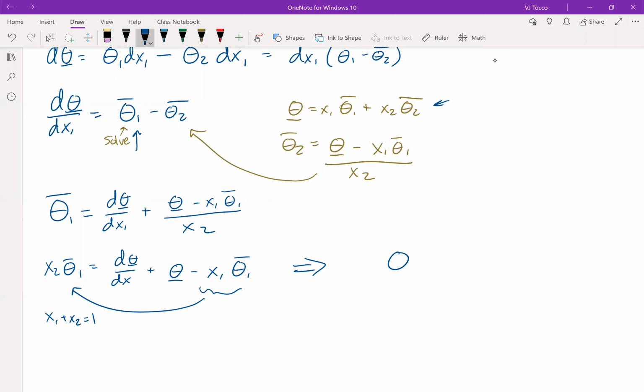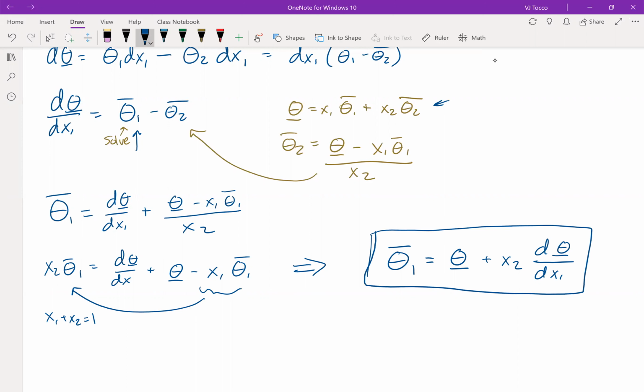So simplifying this whole thing gets me partial molar property of 1, which is what I wanted. I wanted an expression for this. It is equal to the solution property plus x2 d theta dx1. And this is the equation that I used at the end of the video a couple videos ago. So I used this and I said I would derive it. This was the derivation for it. So I can do the same thing for partial molar of property 2, by the way. I can do the same analogous derivation and end up with something like this: x1 d theta dx2.